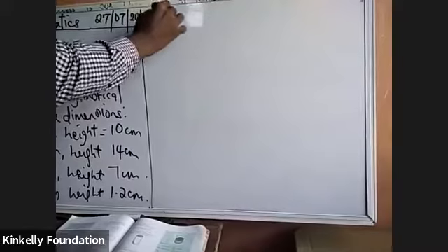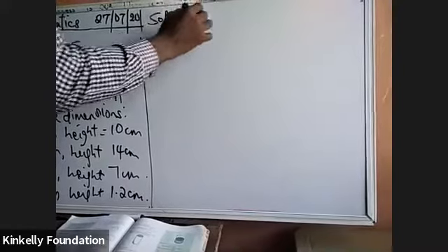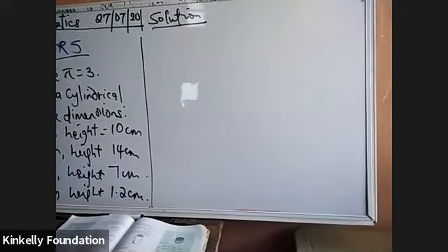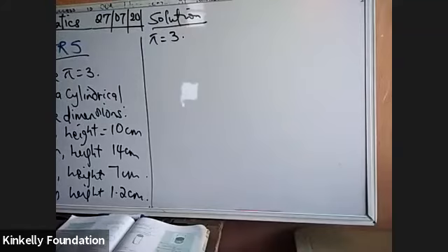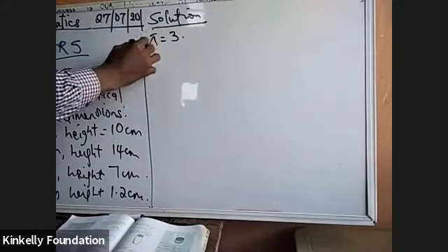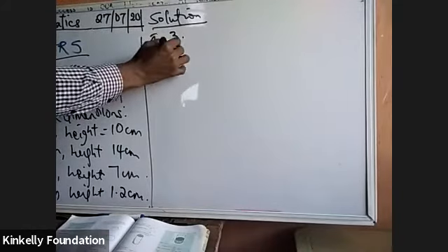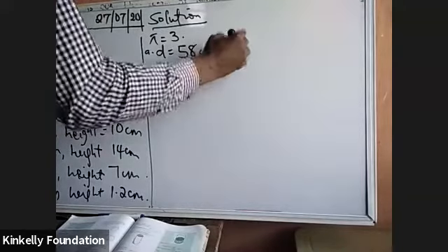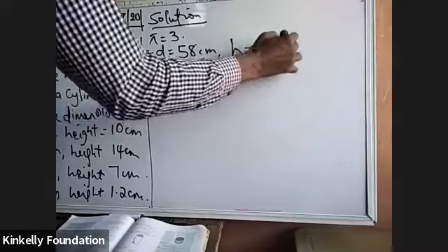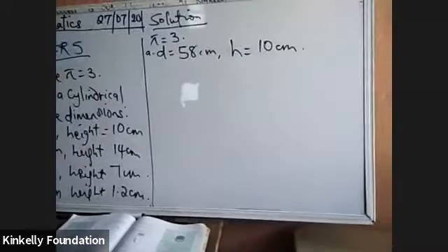Solution of problem. Now, I will start with the first one. They have given us the pi. They approximated it for us to degree. Now, they gave us a diameter equal to 58 cm and the height equal to 10 cm.